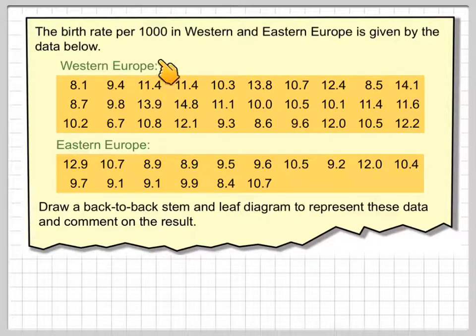Right, the birth rate per 1,000 in Eastern Europe is given by the data below. So this is Western Europe, this is Eastern Europe. If you've watched a previous video, you will already be familiar with this data. It says draw a back-to-back stem and leaf diagram to represent these data and comment on the result.